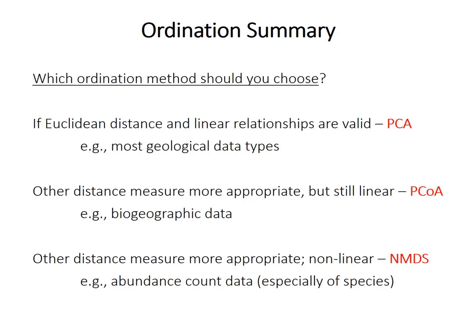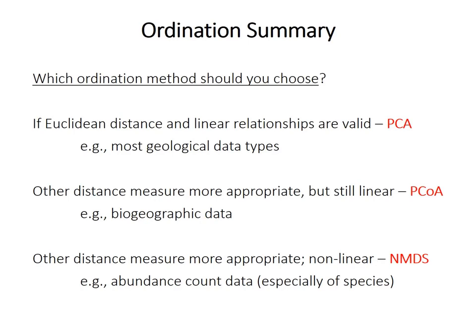And this applies probably to most types of geological data, especially if you have measurements on a continuous scale. So really, in most cases, PCA is going to be quite a reasonable one to use. If you can rely on a linear relationship, but you maybe want to use a different distance measure, like if you had biogeographic data with presence or absence of species in regions, you could use something called principal coordinate analysis, which we're not going to cover in this class.